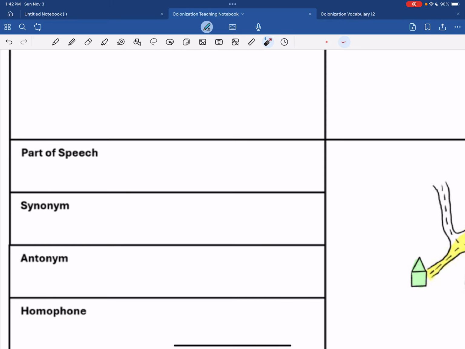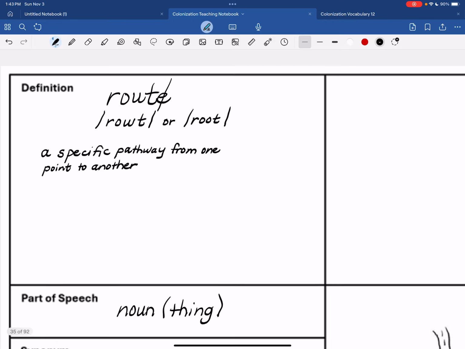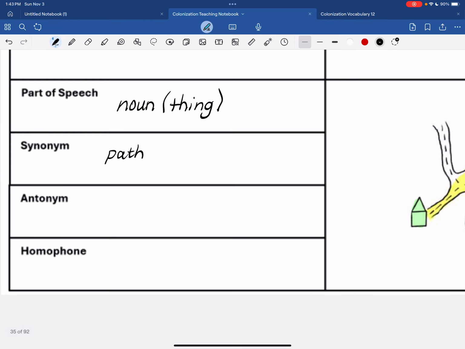It is a noun. It's a thing. It's something I can see on a map. A synonym would be path or pathway. We already used that one up there, but that could be one.